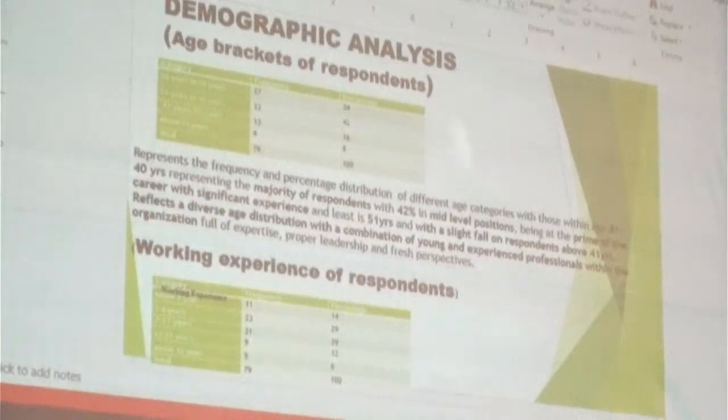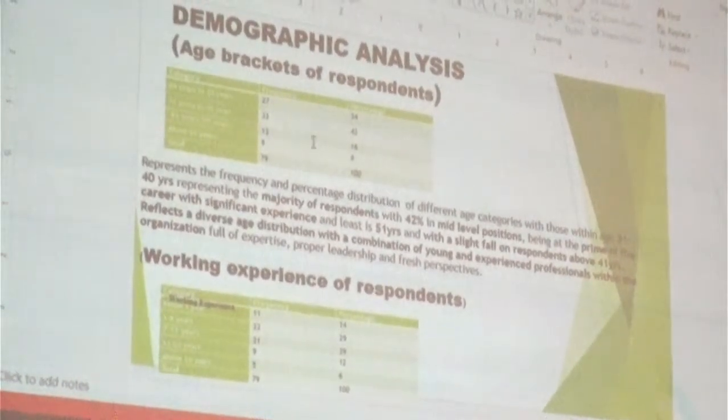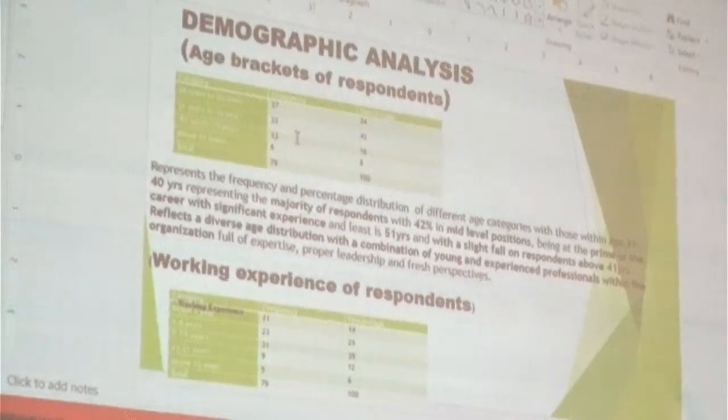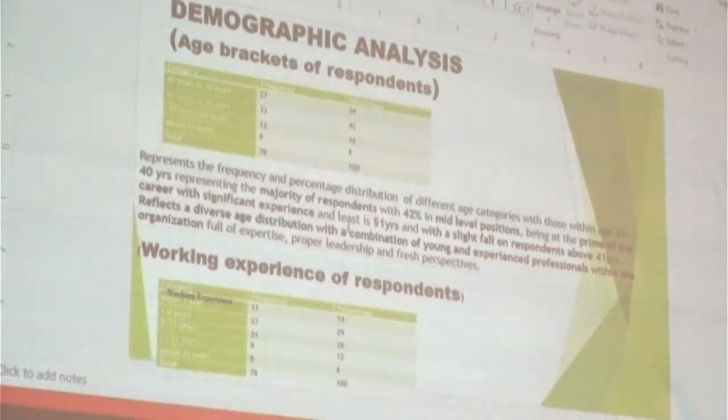Moving on to the demographics, a study on the participants showed that most of them were between the ages of 31 to 40, which is 42%. And this depicts an organization with most people at the peak of their career, with vast experience and knowledge.